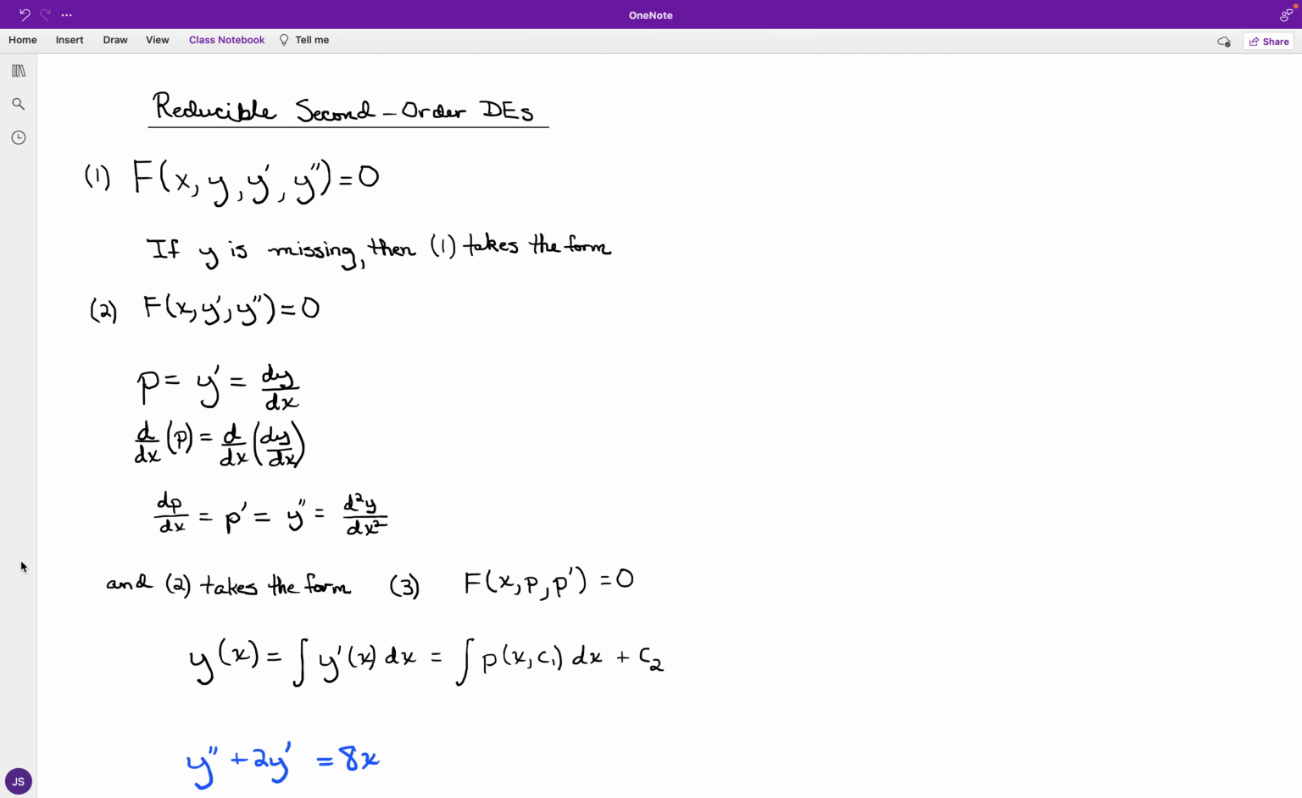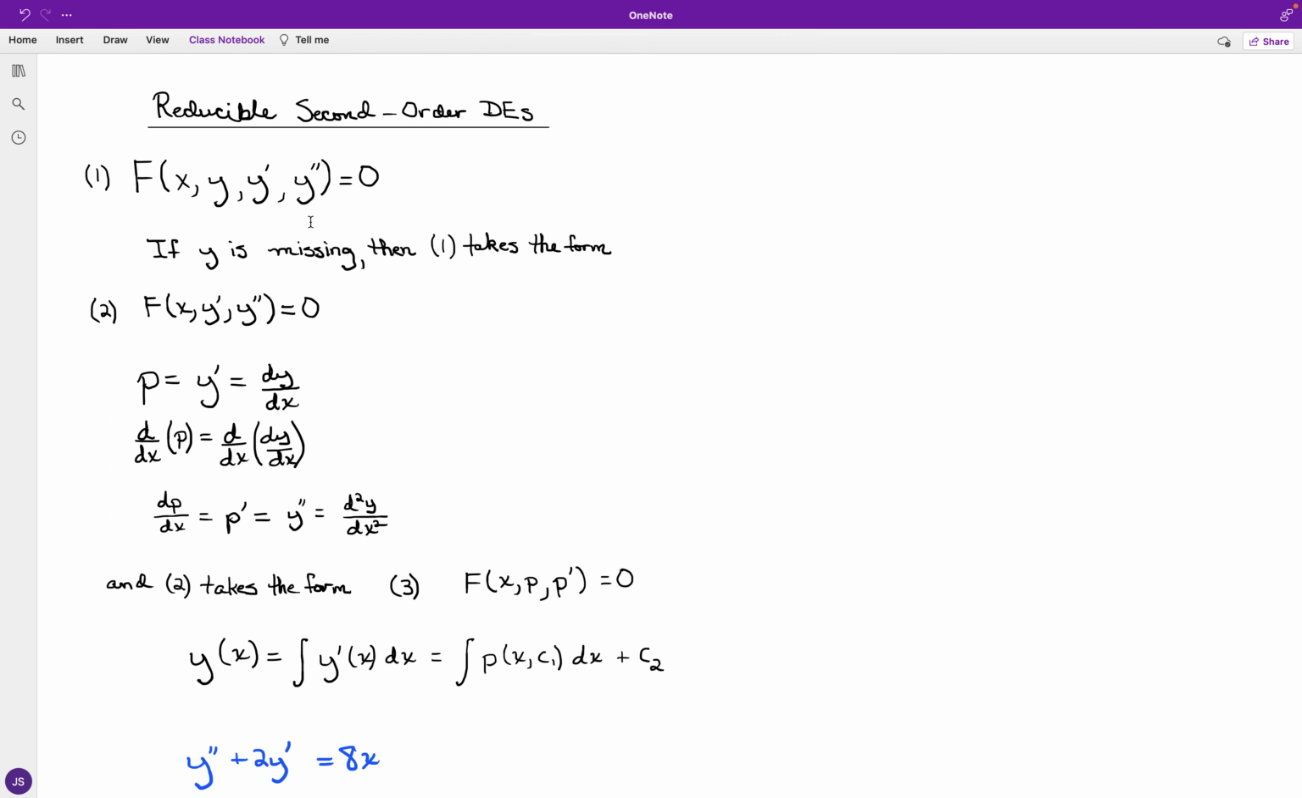And for this part, this is what we have in section 1.6, reducible second order differential equations. Again, a second order differential equation involves the second derivative of the unknown function y of x, and it's going to have this particular general form where we have f of x, y prime, and y double prime is equal to 0.